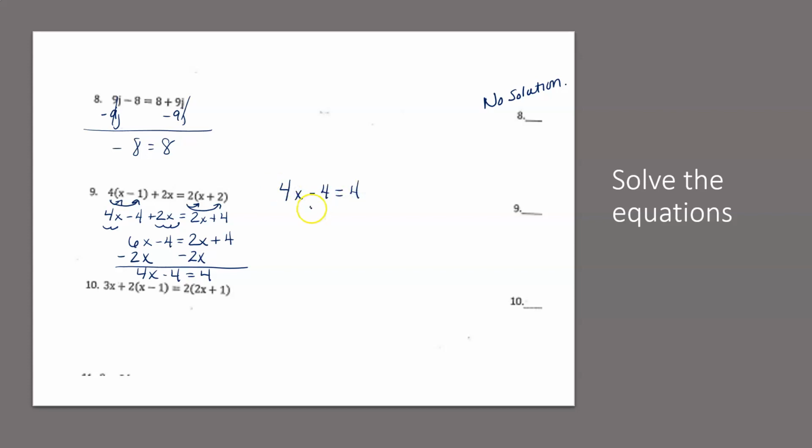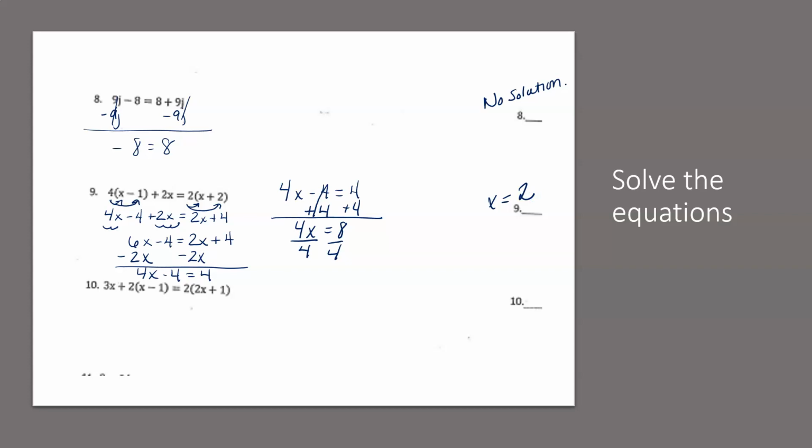Okay. So now I'm going to add 4 to both sides. So I have 4x equals 8. I'm going to divide by 4. So x is 2.